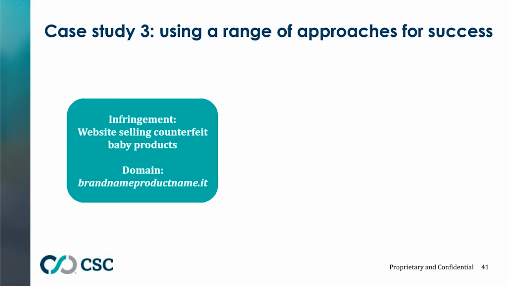So this next case study is an interesting case where it was necessary to use a range of different approaches for success in a particular takedown. In this case, the infringing domain name used the brand name, and then it used the product name, and it had an extension of .it. It was a website selling counterfeit baby products.